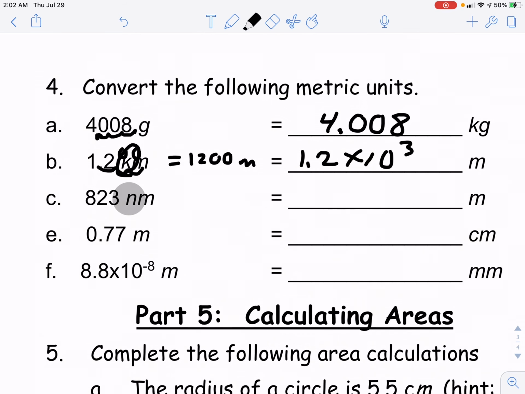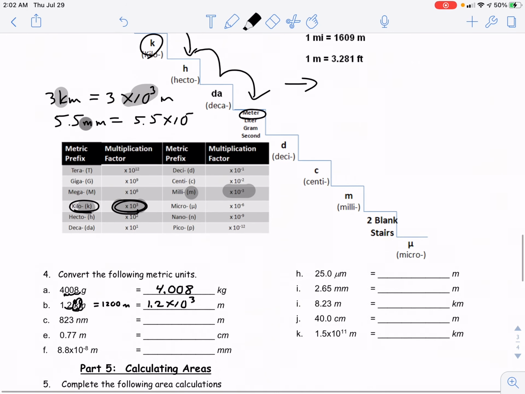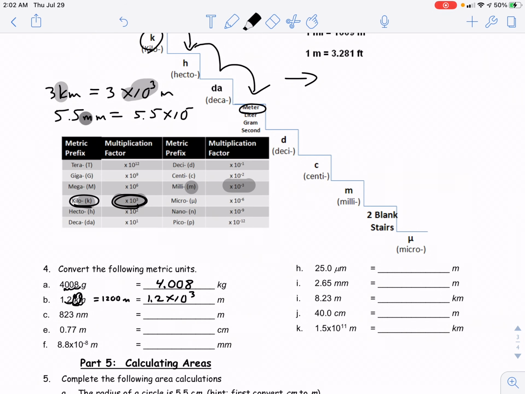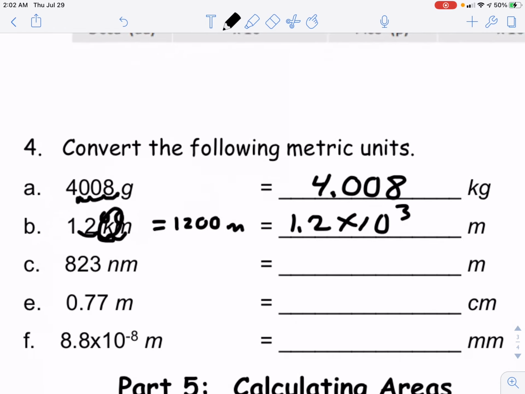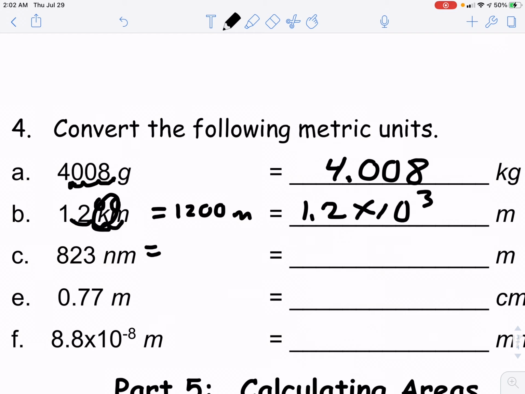823 nanometers. Now nano on the staircase is really hard to find because it's way, way down here. It's actually 3 stairs down from micro. So taking the stairs is not really going to be much of an option for super small metric prefixes. Nano has a numerical equivalent of times 10 to the negative 9. So we're going to start by replacing this, and this is going to be 823 times 10 to the negative 9.